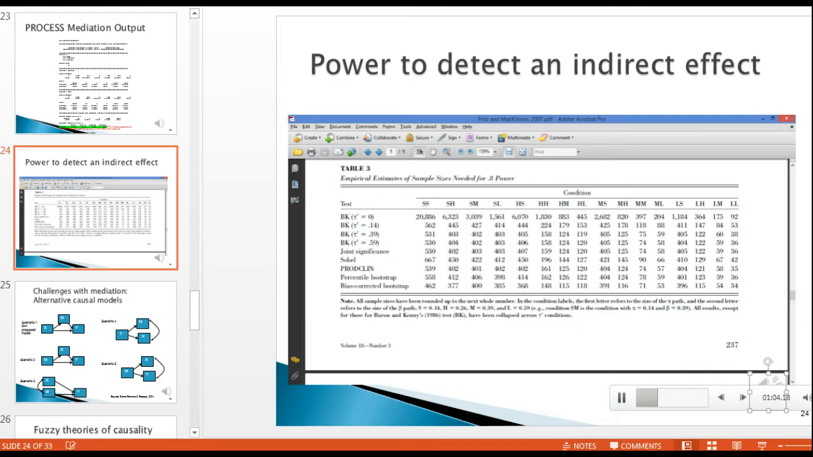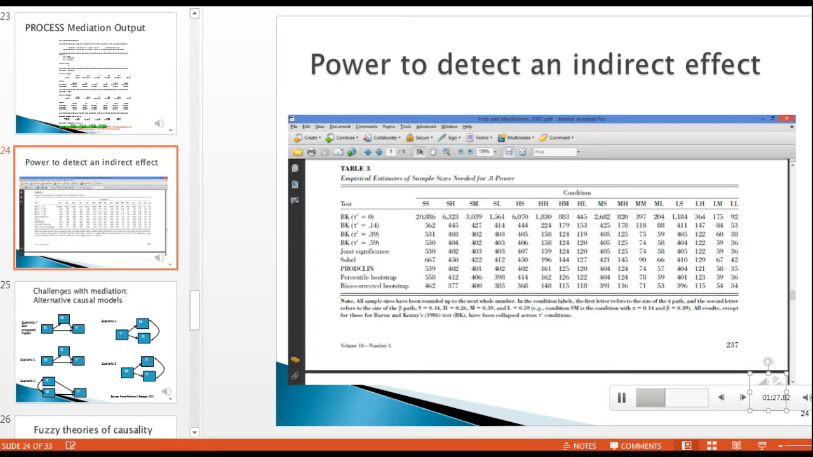But we have the Sobel test and the bias-corrected bootstrap, which is on the very last row. Those are really the only two I've ever looked at, but the bias-corrected is probably the one that's used the most. Those are the bootstraps that are available in PROCESS, so if you're using the PROCESS macro, you would go directly to the last row of that table.